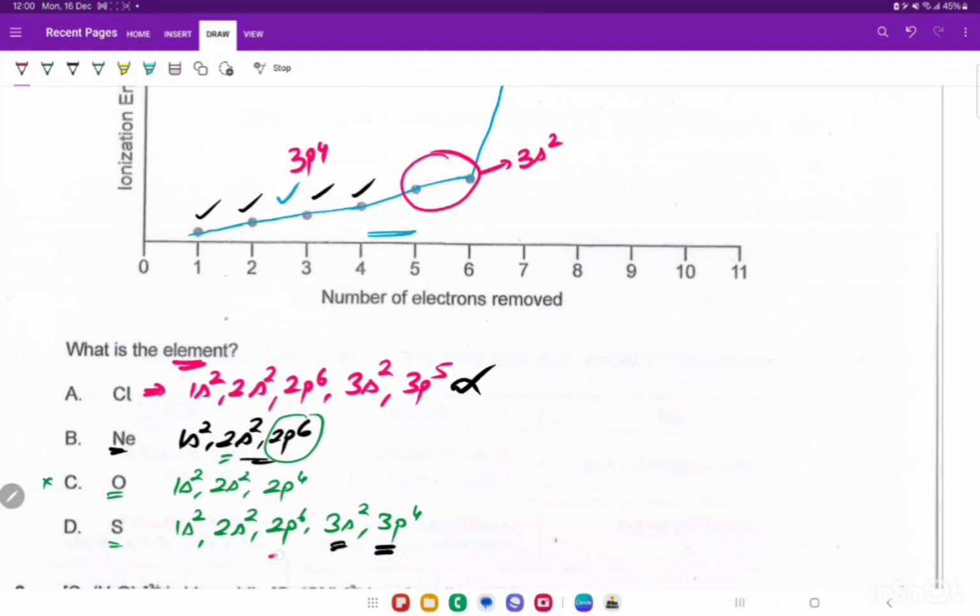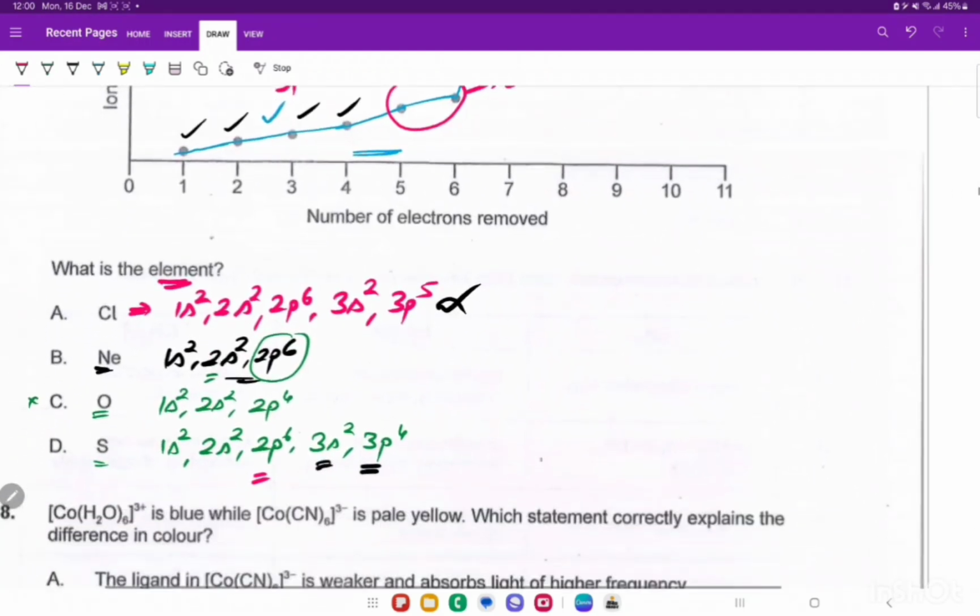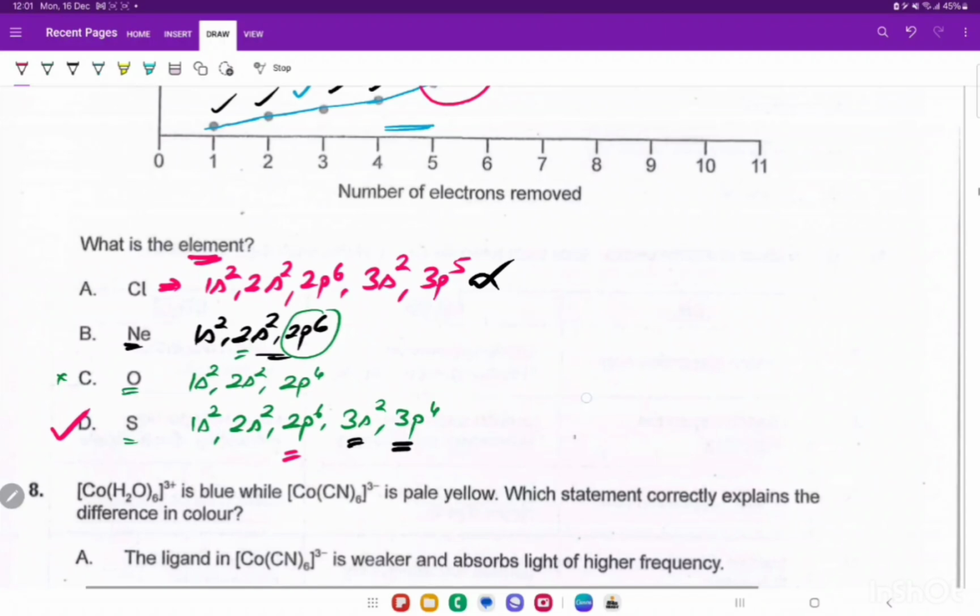And then a new shell comes, which is 2p6. The energy is very high. So the answer could be D. D is the most probable, that is S, sulfur. Sulfur is the most probable answer for this.